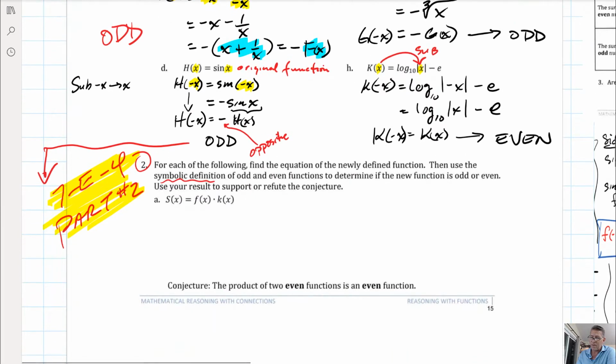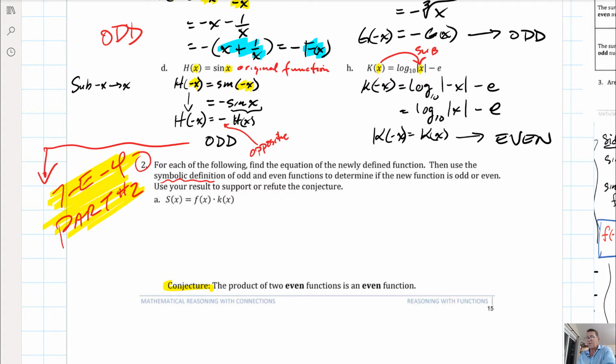So what we need to do is take functions f and k, multiply them together, and check this conjecture out. Now, a conjecture is an educated guess, like a hypothesis, and we want to show that the product of 2 even functions is even. An even times an even is an even function.